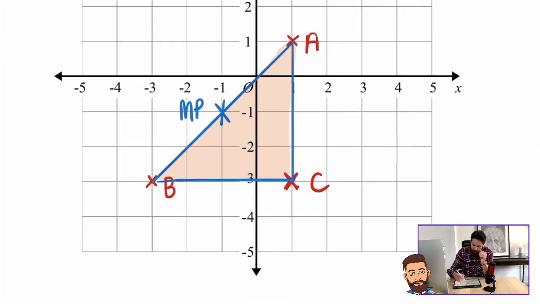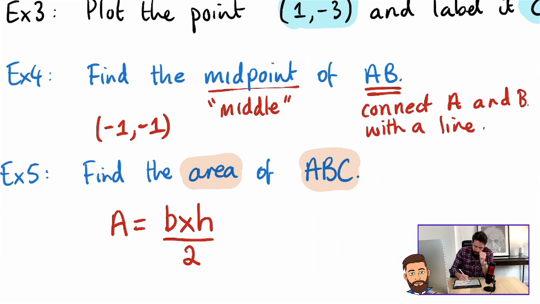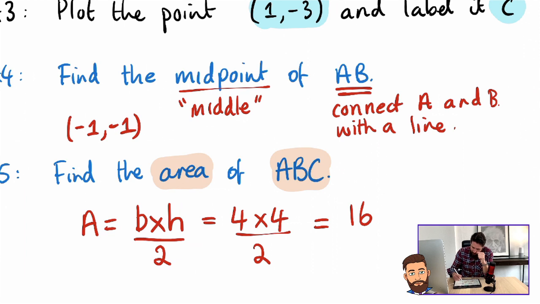Let's check how high it is. Again, you can either find a difference from 1 and -3, or you can just count how many units given our grid. This grid, every square is worth 1, so it's 1, 2, 3, 4. It is 4 high. So we can say that it is base, which is 4, times height, which is 4, divided by 2. Okay, so that would be 4 times 4 is 16. 16 divided by 2 is 8.